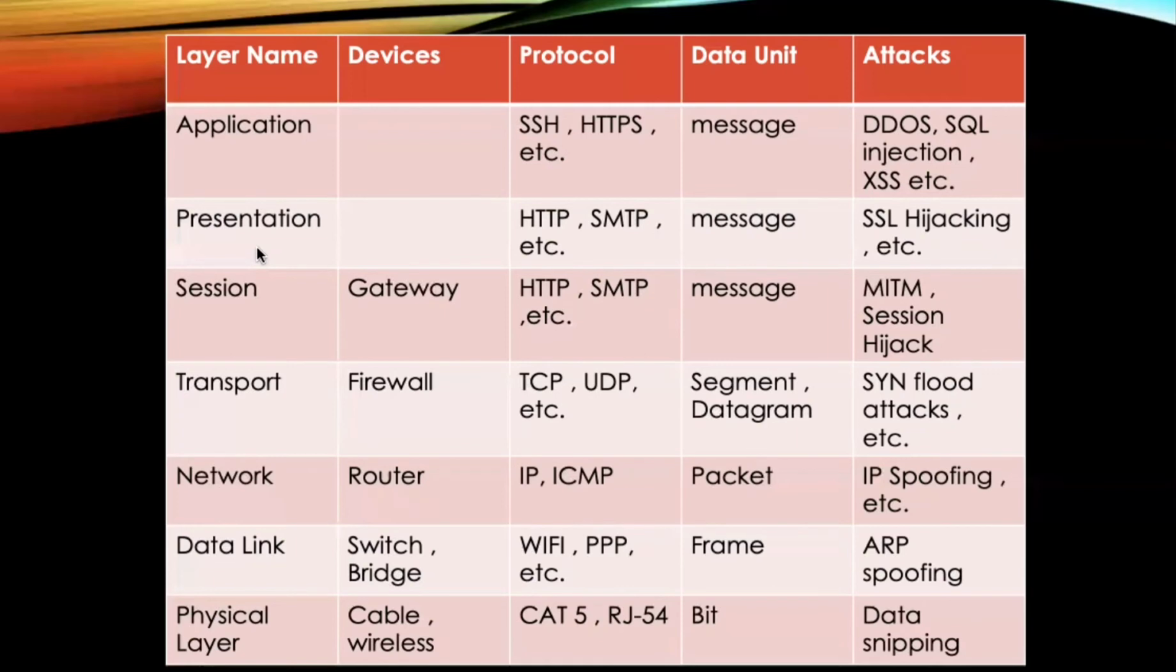WhatsApp is end-to-end encrypted. So in the application layer, you send a message, hello. In the presentation layer, it will get encrypted. Since WhatsApp is end-to-end encrypted, it gets encrypted in this layer. So basically, encryption, decryption, and compression happen at this layer.